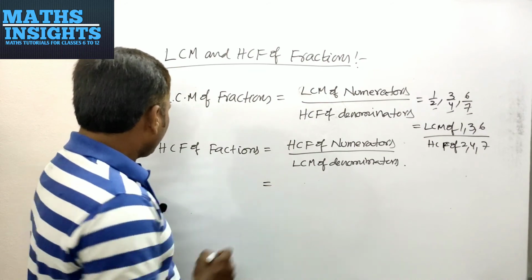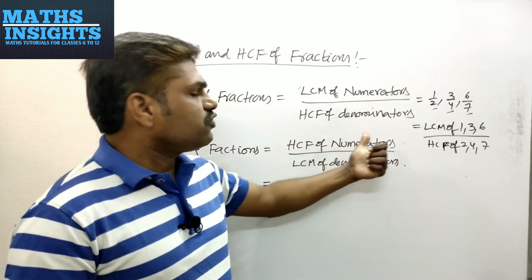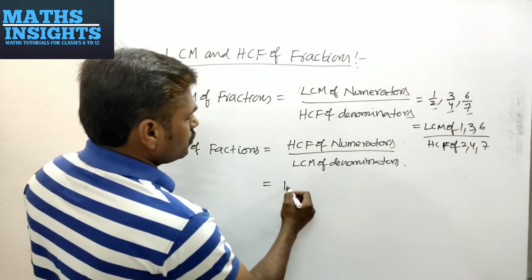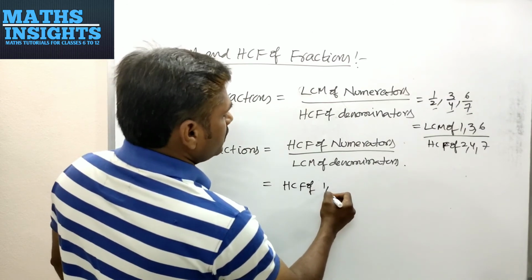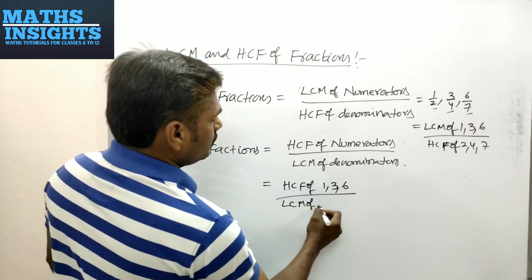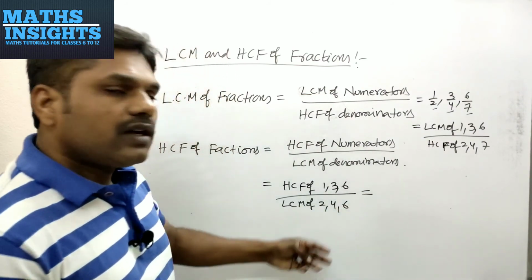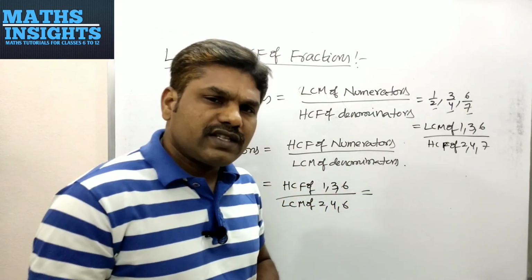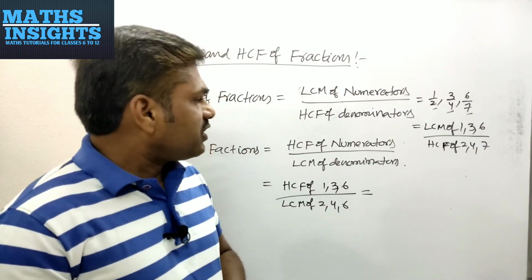Similarly, if we want to find the HCF of fractions, first we have to find the HCF of numerators. That means if you take the same example, in this case also, HCF of numerators 1, 3, 6 by LCM of denominators 2, 4, 7. Then you will obtain a fraction which is called the HCF of fractions. This is also very important in different competitive examinations.